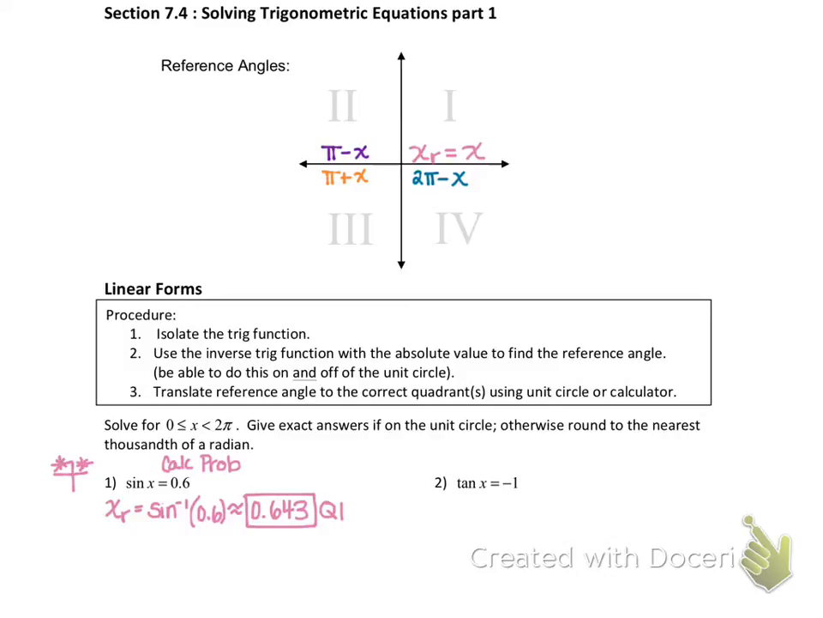So then our second answer is in quadrant 2. So this means our other x value comes from doing pi minus our reference angle, 0.643. And you plug that into the calculator and you get 2.499. And this is the solution that's in quadrant 2. And we're finished because there's only 2 values where sine is positive, in quadrant 1 and quadrant 2.